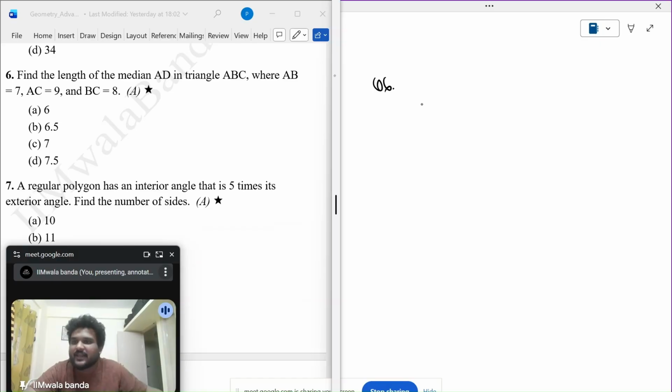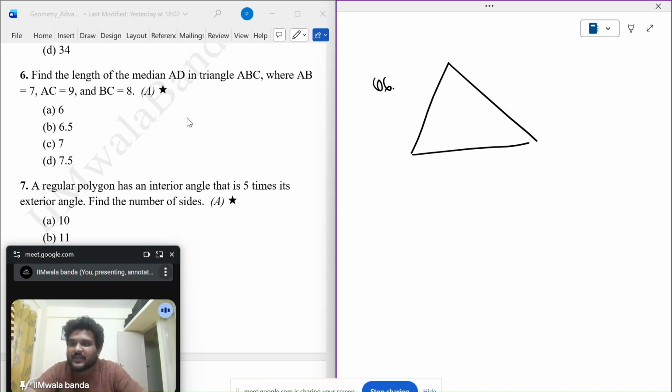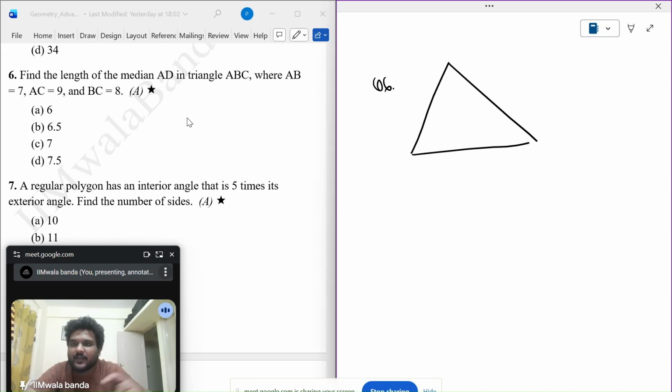Question number 6. Find the length of the median of triangle ABC where AB, AC and BC are given. Find the length of the median.